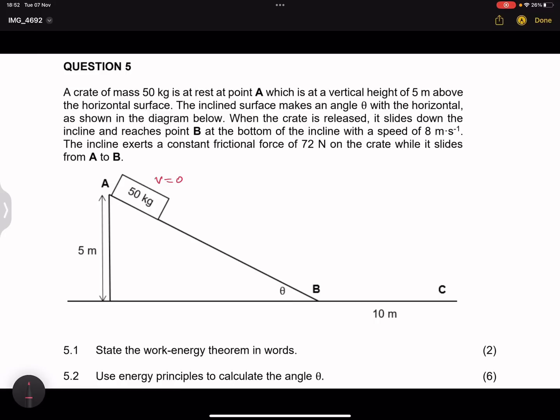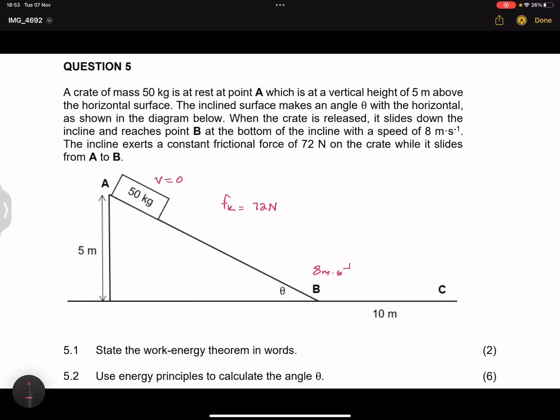When the crate is released, it slides down the incline and reaches point B at the bottom of the incline with a speed of 8 meters per second, right? So I'm going to fill that in. They say the incline exerts a constant frictional force of 72 newtons on the crate while it slides down. So this would be kinetic friction. This would be 72 newtons, okay? Right, and now let's look at the question.